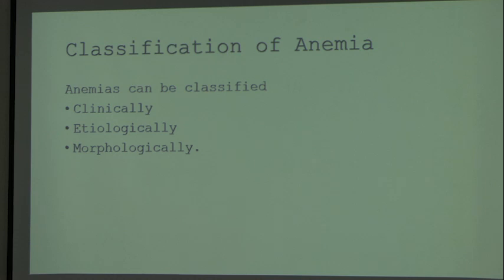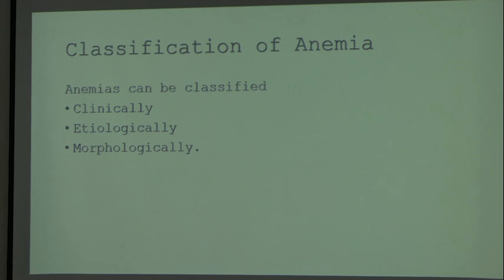So we can classify anemia in three ways. Sir is a specialist in hematology. One is clinically, another is morphologically, another is etiologically. Etiology is the reason or cause behind it. So based on the causes, we classify etiologically.